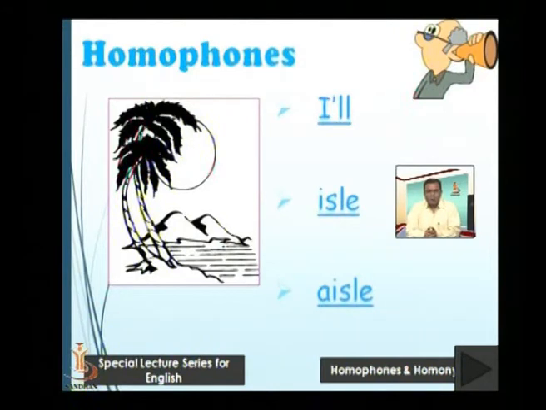When we write in modern times, you are writing I will. So we may write I, then space, then will, W-I-L-L. But its contracted form, its shortened form is I'll.